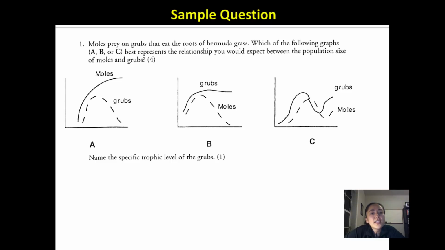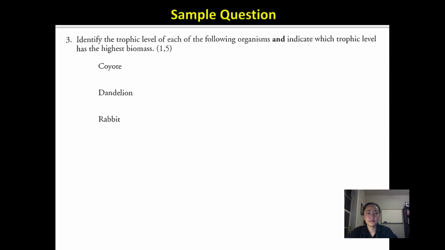The next question says, moles prey on grubs that eat the roots of Bermuda grass. Which of the following graphs best represents the relationship you would expect between the population size of moles and grubs? Correct answer here would be C. We know that this is a predator-prey relationship, so they would oscillate with each other or asynchronously from each other. Name the specific trophic level of the grubs. Well, it says that the grubs eat Bermuda grass, so the grubs would be primary consumers.